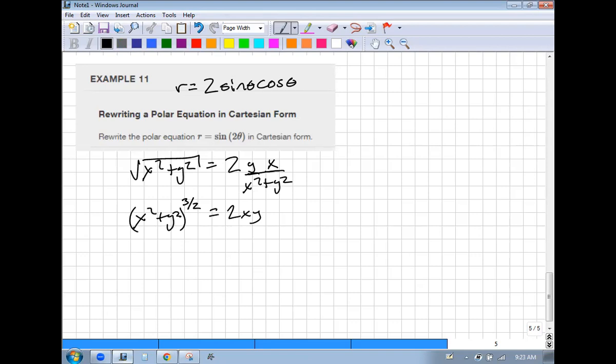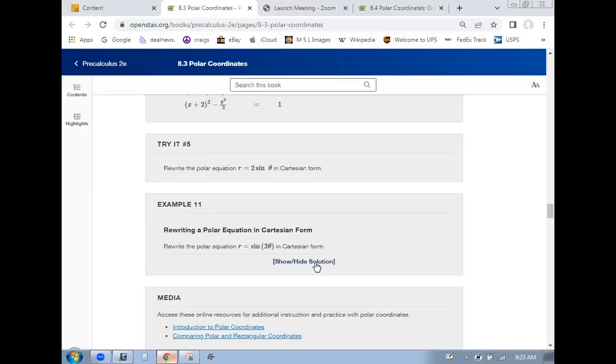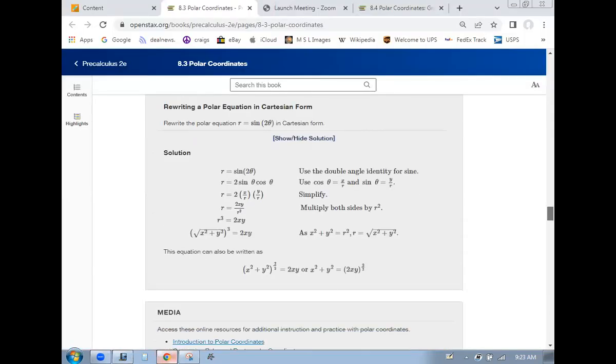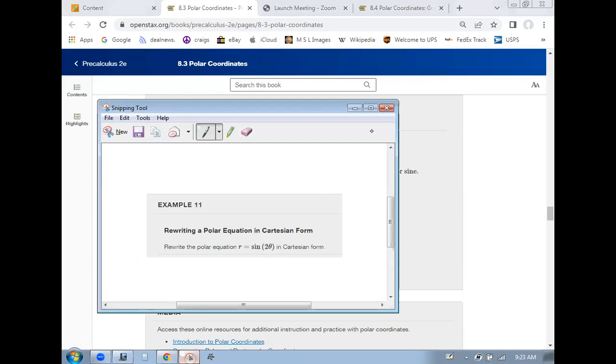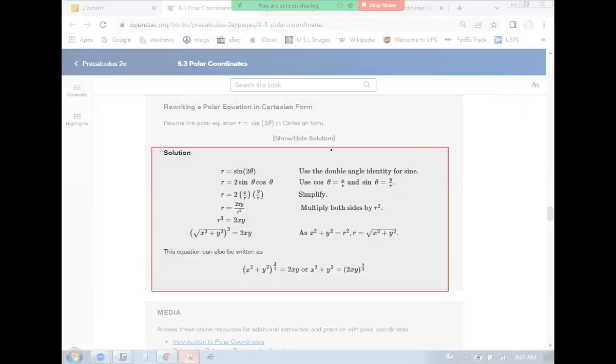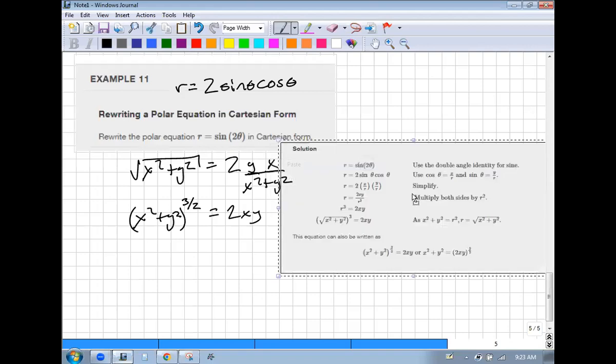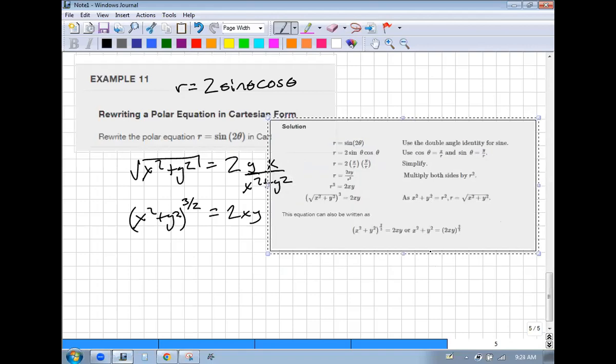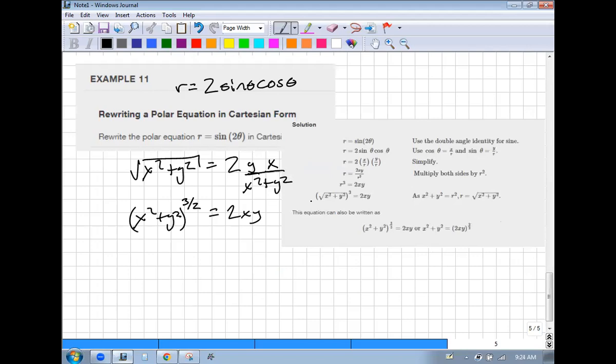What are we going to do with this? Let's see what they do with it. They don't give us a graph, but they rearrange things. Let's see, we got this far. I guess that's all they do.